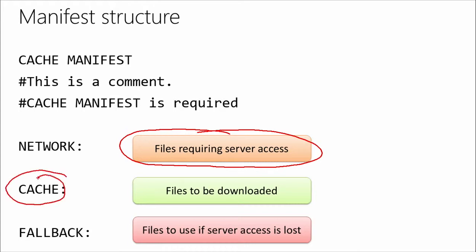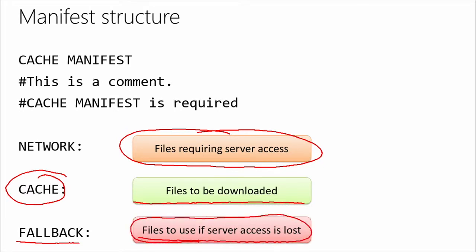Cache is going to be the files that are going to be downloaded. I'm telling the browser, hey, I want you to hang on to this. And then finally, last but not least, is fallback. And these are the files that I want the browser to use should we lose access to the network.